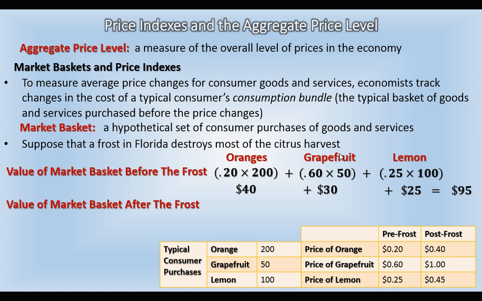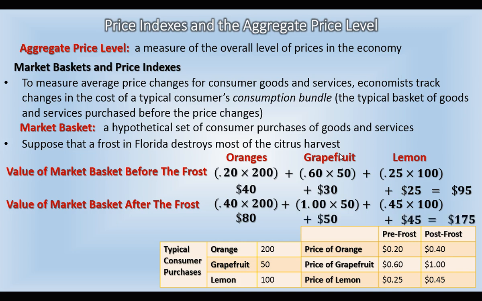Now after the frost, again, we track the amount that are bought times the prices at that time period. Again, we've got 200 oranges at the post-frost price. Then we've got 50 grapefruit at the post-frost price of $1, plus the 100 lemons at the post-frost price of 45 cents. So that's $80 plus $50 plus $45 gets us to $175.